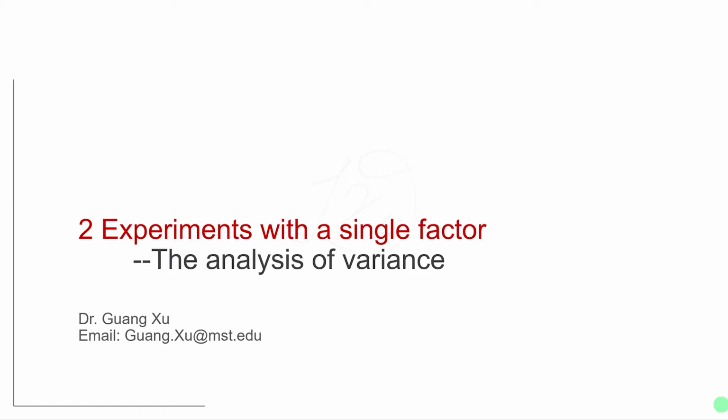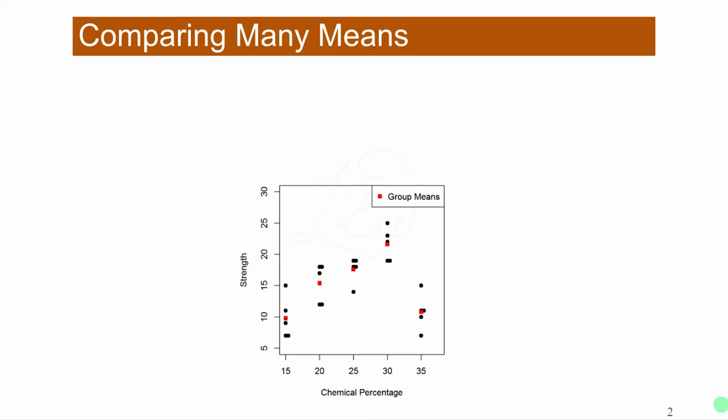From this video, we will talk about the topic of experiments with a single factor. Sometimes we want to compare means of 3 or more groups. For example, here I have added different percentages of chemicals to a material and tested how they impact the material strength. For each group of the test, I have repeated 5 runs, which are shown with the solid black dots, and the red square dots are the average strength for each group.